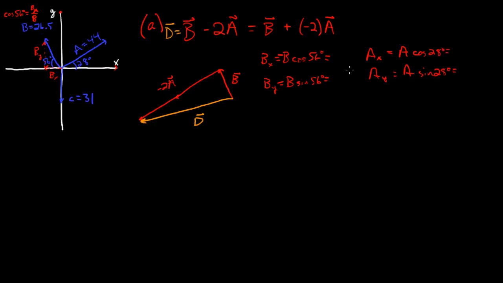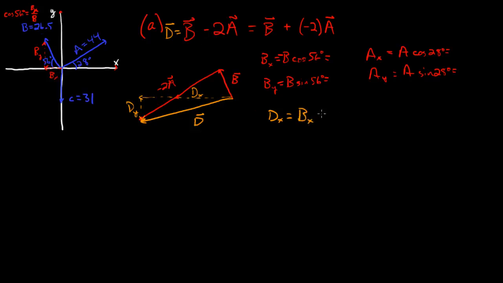Why this is powerful is now we can say Dx. Actually, let me swap colors to keep this a little bit better organized. Let's look at D here. This is the x component of D. This is the y component of D. And now, to write down the x and y components is really simple. You just come back to this equation, and instead of writing vectors, you just put the subscripts that you need. So it's Bx minus 2 times Ax.